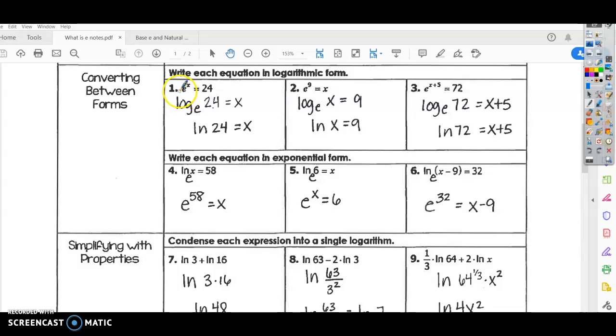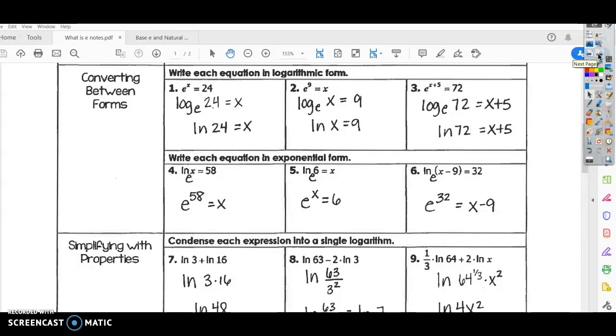Okay, so E is your base. So it's going to be base E to the 24 equals x. So log base E of 24 equals x. Again, anytime you have base E, you can shorthand that to ln 24 equals x. So this is still log base E of 24 equals x. The ln just represents that it's going to be base E.